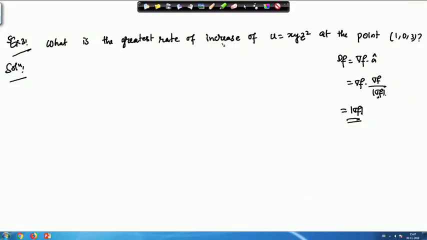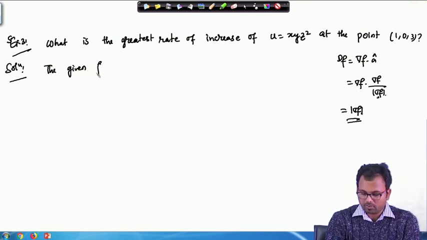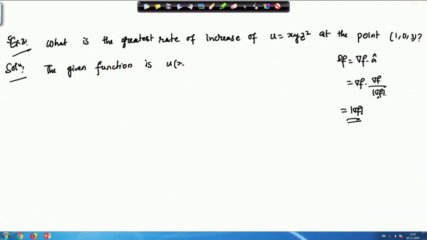So, in the last class we had a problem on directional derivative, which was this one. What is the greatest rate of change for the function u(x, y, z) = x y z² at the point (1, 0, 3)? All right. So, let us start with this problem here. The given scalar function is u(x, y, z) = x y z².